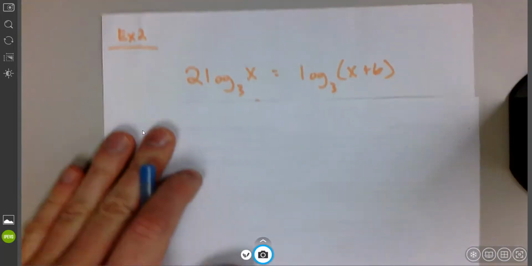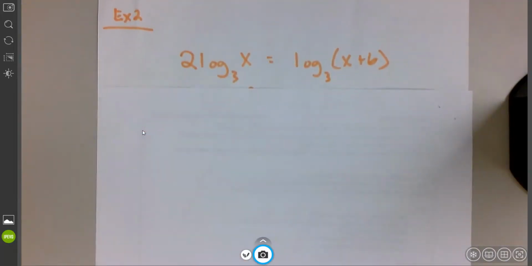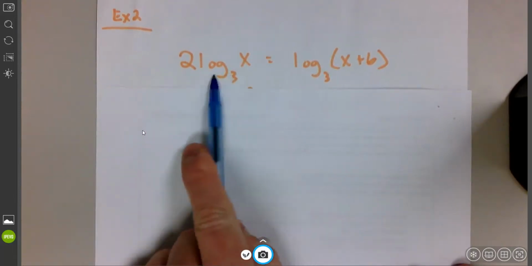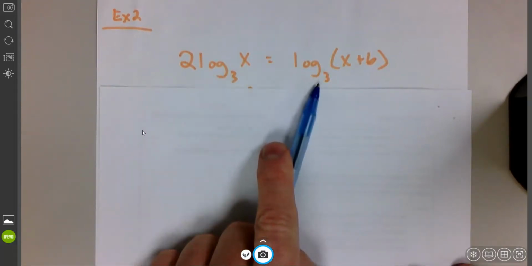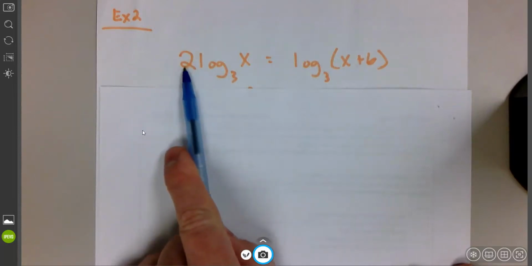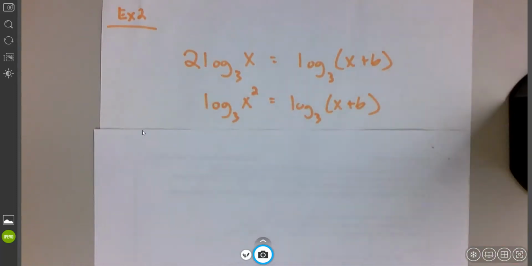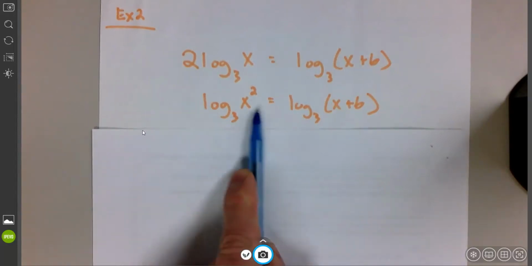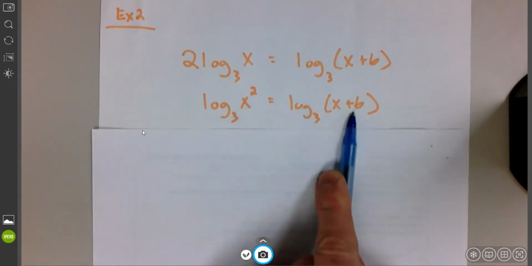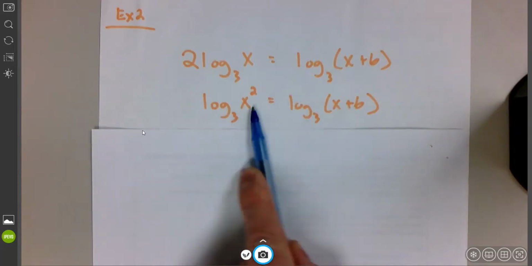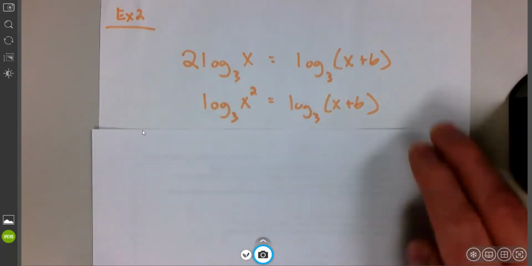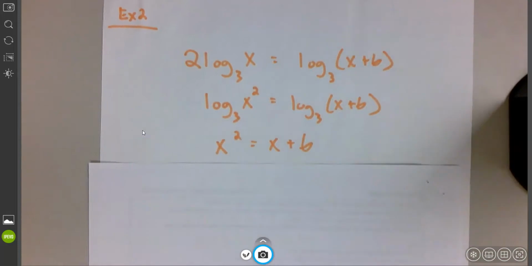All right, next thing, let's try one. How about this guy? It's not just a log over here, so I can't just drop the logs yet. We learned a property that said if there's a 2 on the outside of a logarithm, we can put it on the inside as an exponent. Cool. Now we can say, whoa, it's just log base 3 of this equals log base 3 of that. If those 2 things are the same, then this and that have to be the same. This is the point where we could just drop the log and say x squared has to equal x plus 6.